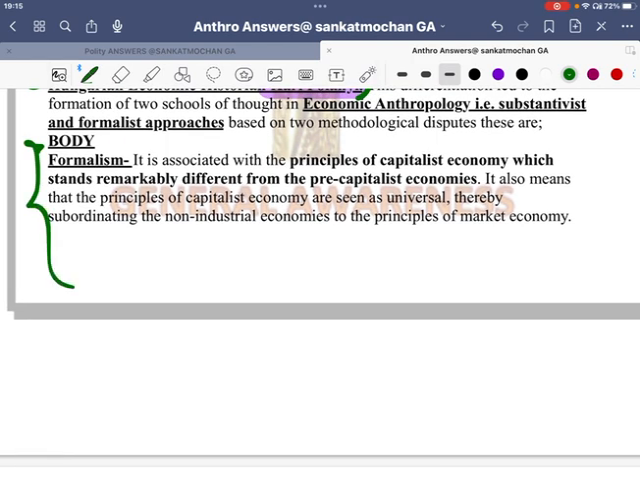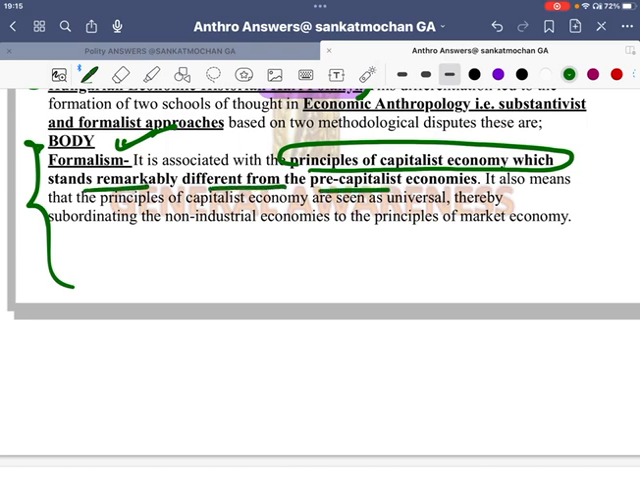In the body, first we have to define formalist. In this approach, the principles of the capitalist economy stand remarkably different from the pre-capitalist economy. Now, capitalist and pre-capitalist, what are the differences? Capitalist economies are money-based economies. They work for making capital, making gains and profit. And for the pre-capitalist economy, you can state the barter system. Like if a barber is cutting your hair, you give him, if you are doing agriculture, some grains. If you are a cobbler, you do their work. If you are a servant, you go and do some work in the barber's house, and in return he cuts your hair.